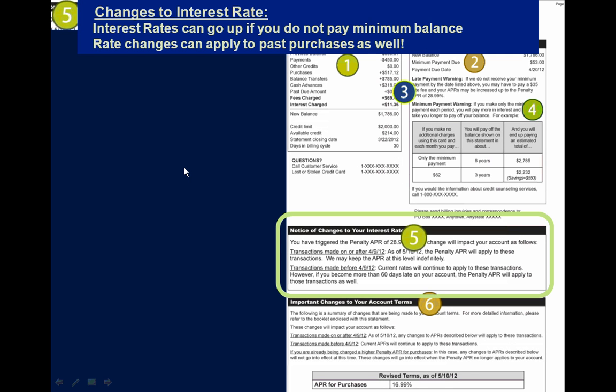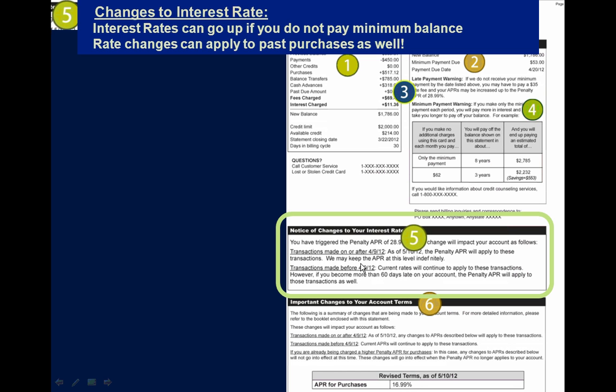Okay, next slide. Let's look at this. Here we have changes to interest rate. They have to announce what happens here. Notice your APR, your interest rate, annual percentage rate goes up if you didn't pay. And so any transactions made before this date, you might have current rates, but they might change it. If you get 60 days past due, that's only 2 months.